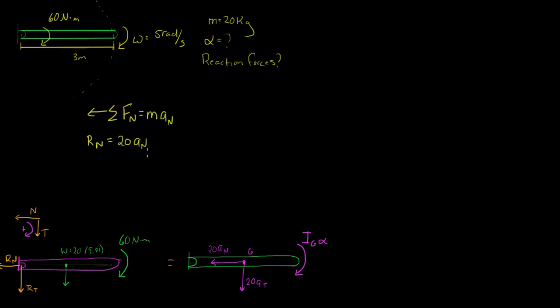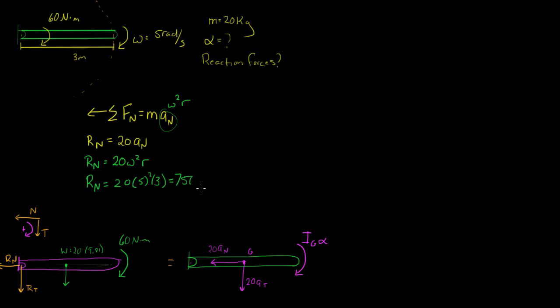Now I also know this normal acceleration right here is going to equal my angular velocity squared times r, so I can substitute that in. I have an angular velocity of 5 radians per second. I have a length of my fixed axis, which is r, and if I plug everything in, I get a normal reaction force of 750 newtons.